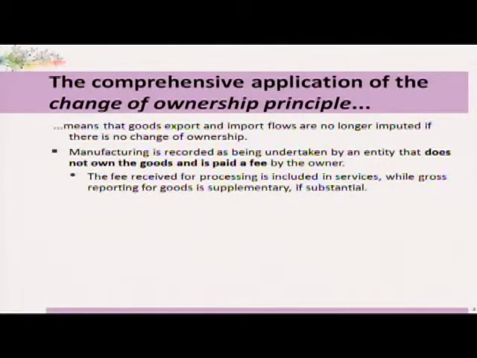So the stricter or more comprehensive application of the change of ownership principle, or the change of economic ownership principle, means that flows of goods exports and imports are no longer imputed if there is no change of ownership of the goods. That is the key difference between the recording of merchandise trade statistics and the recording of macroeconomic statistics, national accounts and balance of payments. If there is no change of ownership, the exports and imports are not recorded. Merchandise trade statistics takes a different view on this.